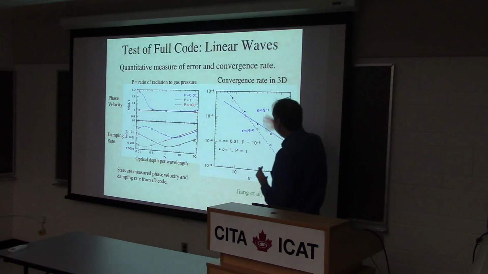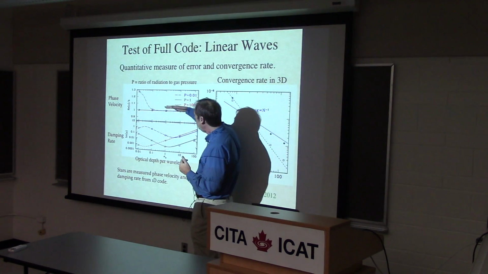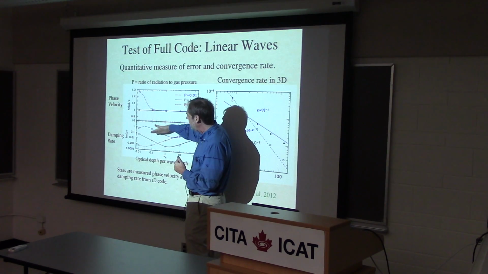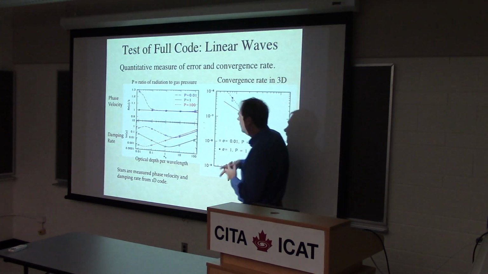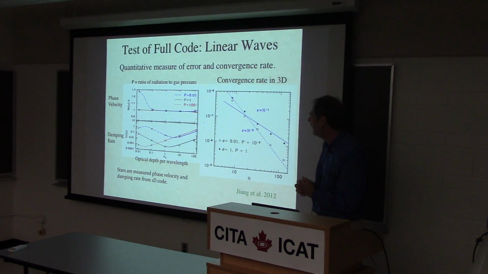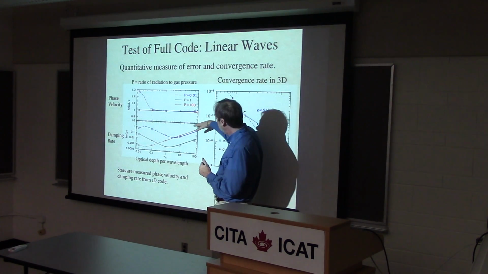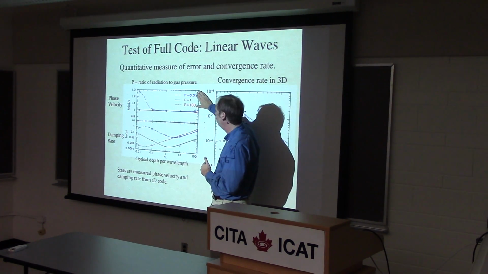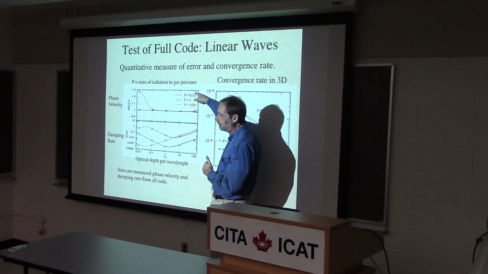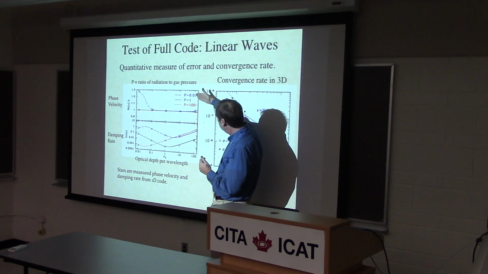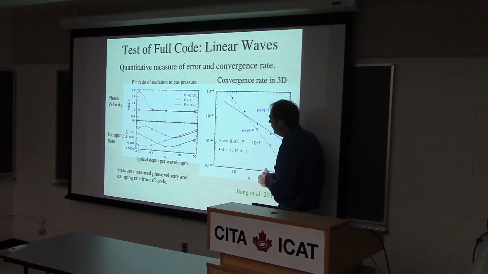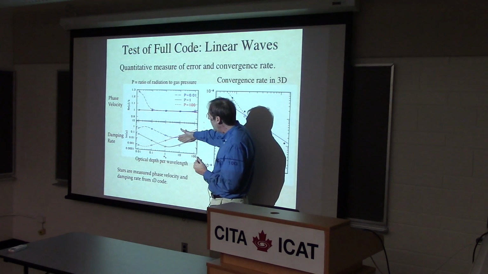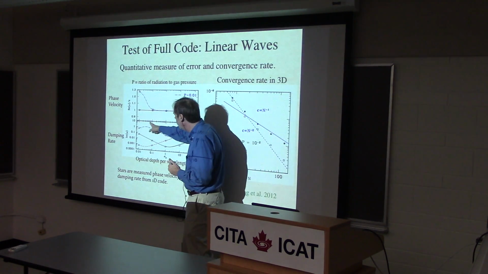So from the dispersion relation from these waves, you can compute analytically what the phase velocity and damping rate should be, the real and imaginary parts of the frequency, and that's what the different lines are for various radiation to gas pressures. So capital P is the ratio of radiation to gas pressure from 10 to the minus 2 to 100. So you can see what these phase velocities and damping rates do as a function of optical depth per wavelength.